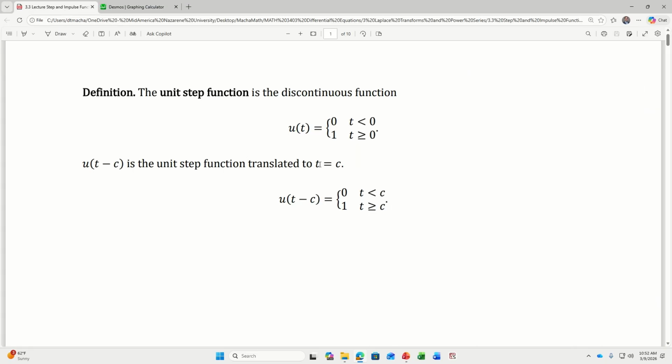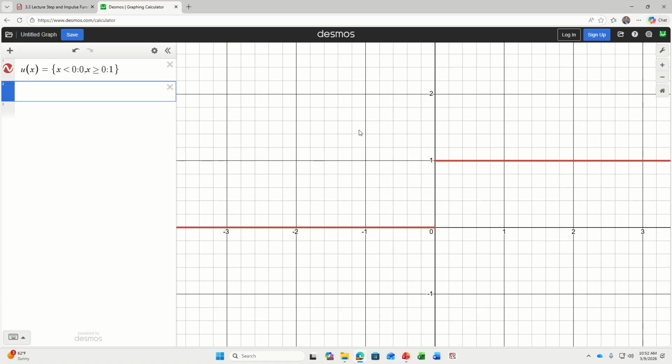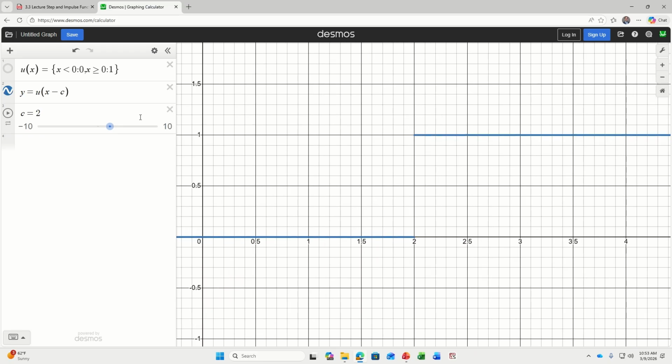Now, if I wanted to move this unit step function so that the step happens at a time besides t equals 0, what I would do is I would have u of t minus some value c. Whenever I make minus c happen in the argument, that's going to translate where the step happens. So if I want u of t minus 2, then the step happens at t equals 2. Okay? So subtracting a constant from the argument moves it to the right. Adding a constant to the argument would move it to the left.